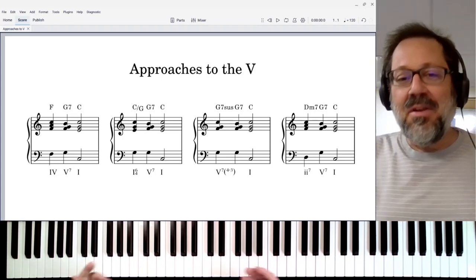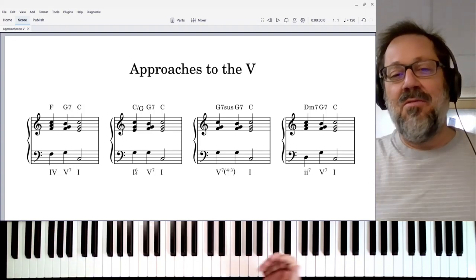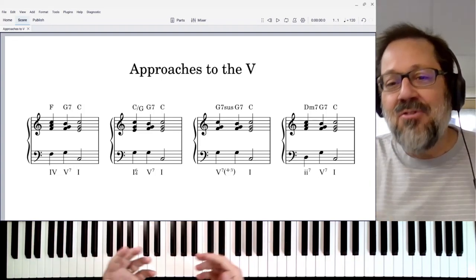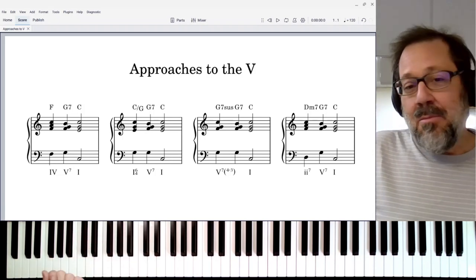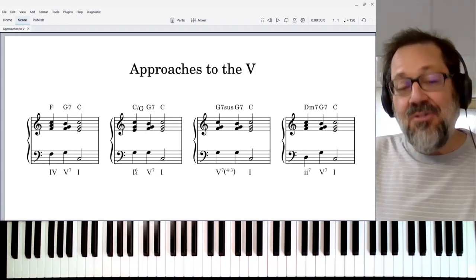Now, the simple naive answer to that is 4. 4 comes before 5, right? That would be the answer even if I weren't talking about music. But when I am talking about music, that's actually not such a bad answer either.